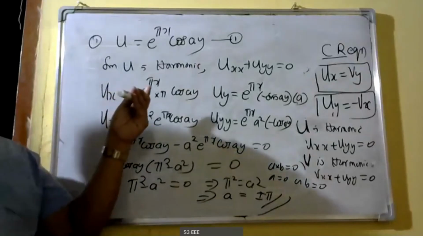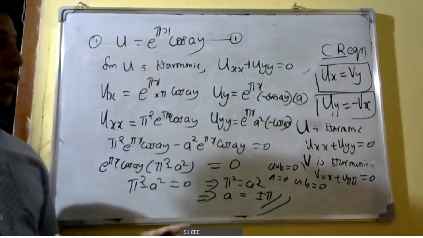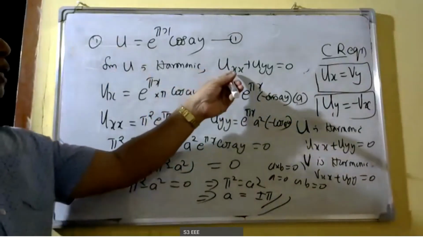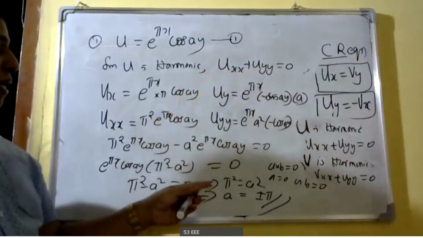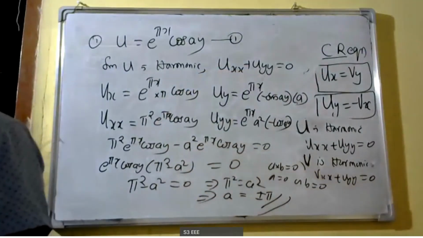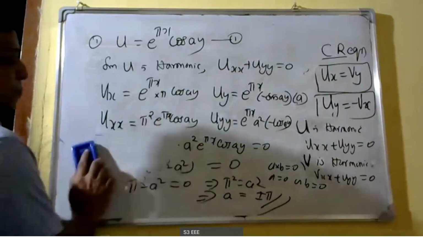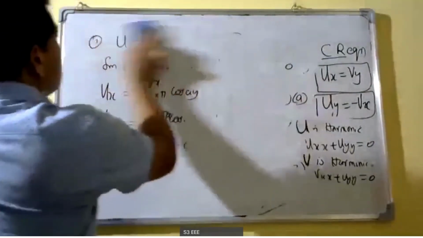In this problem, given u is harmonic, since u is harmonic, we can apply the condition uxx plus uyy equal to 0. Based on that condition, we arrive at the value a equal to plus or minus pi. Then we can do another problem.